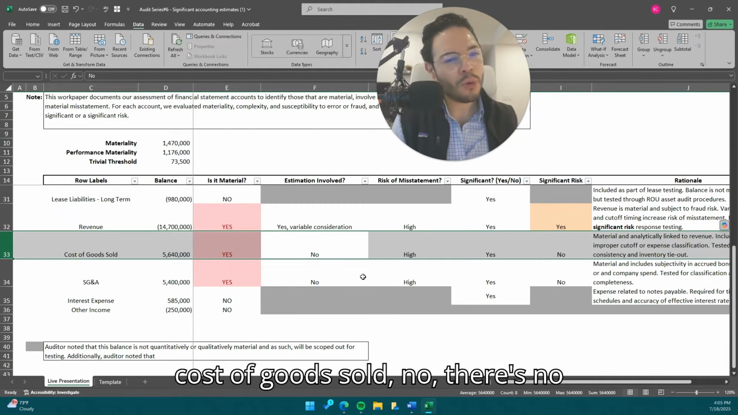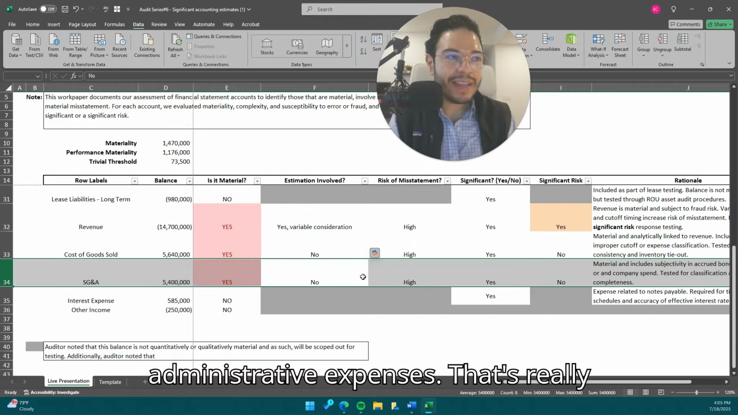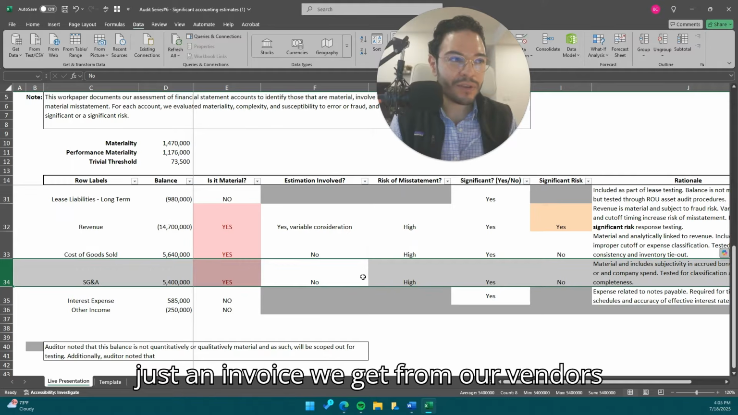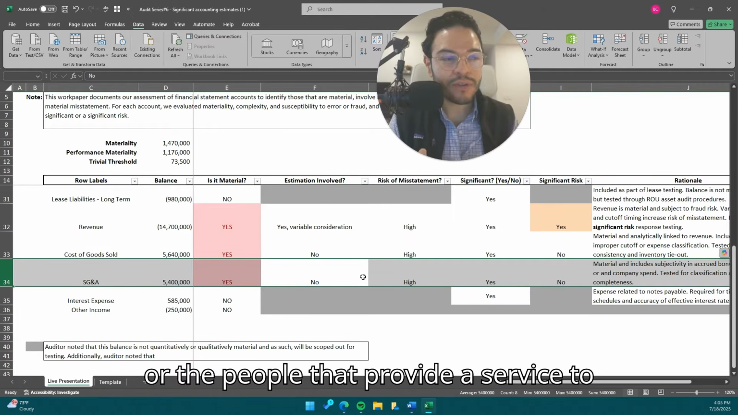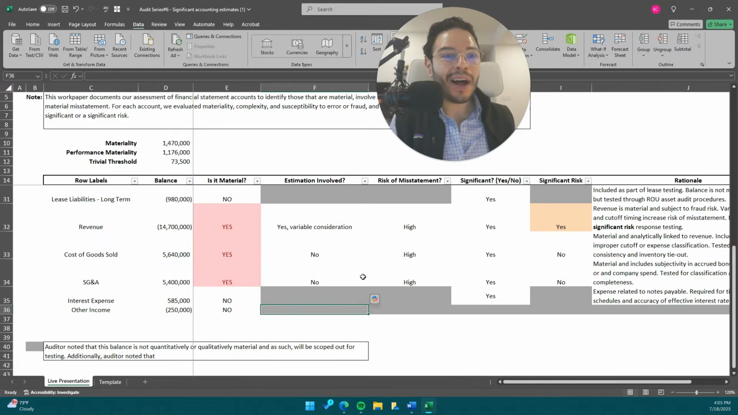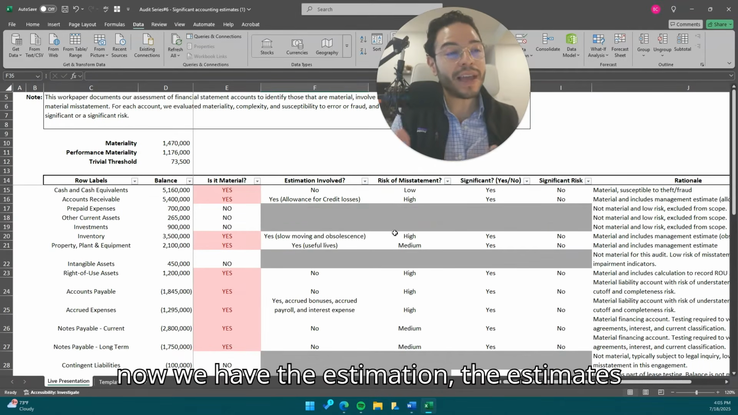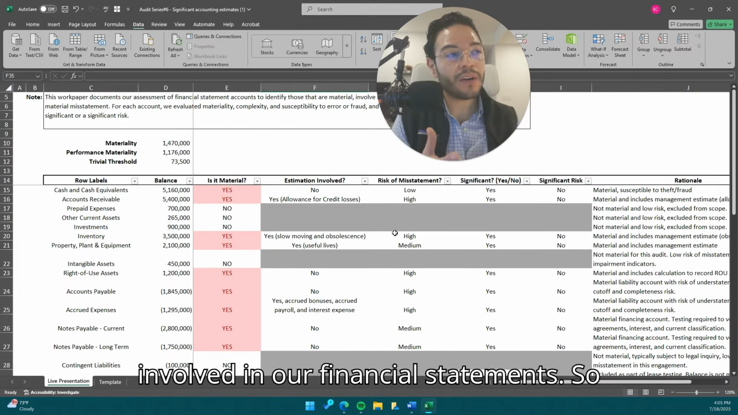So cost of goods sold, no, there's no estimate involved. SG&A, selling general administrative expenses, that's really just an invoice we get from our vendors or the service people that provide a service to us. So we're just going to say no, we're going to move on. Interest income, no. Other income, yeah, no estimate involved. So let's continue on. Great. So now we have the estimates involved in our financial statements.